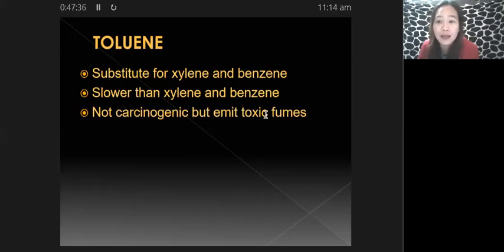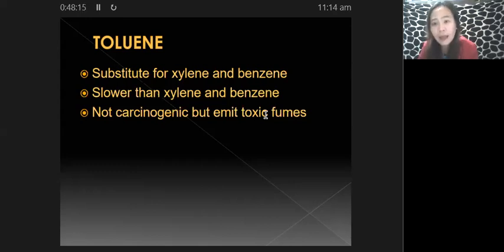Can we use benzene? Yes, but it's extremely toxic. It is even carcinogenic. So among the three, which one is the best reagent? It's your toluene. So it is the preferred clearing agent for the processing of your brain samples, since you cannot use xylene for your nervous tissue samples, and you cannot use benzene since it is carcinogenic.